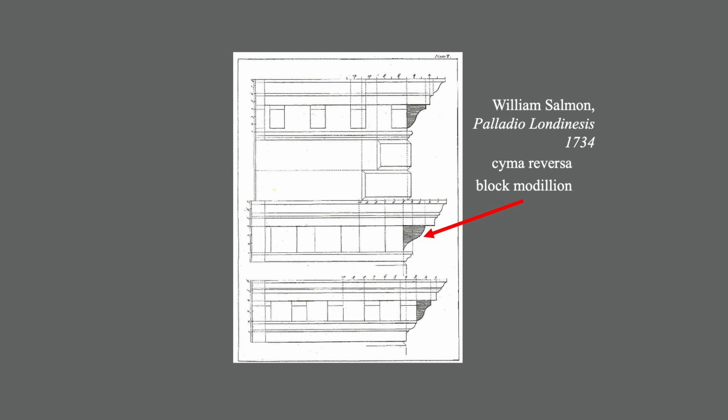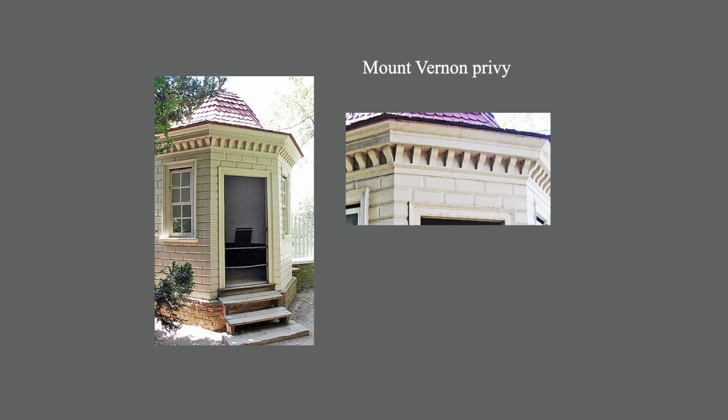As noted, I've yet to find a colonial period cyma reversa block modillion applied to an interior cornice, but I have discovered its use in a particularly intimate colonial setting. They decorate the cornices of Mount Vernon's two privies. And I can only say that this is probably a unique use of this distinctive ancient motif.